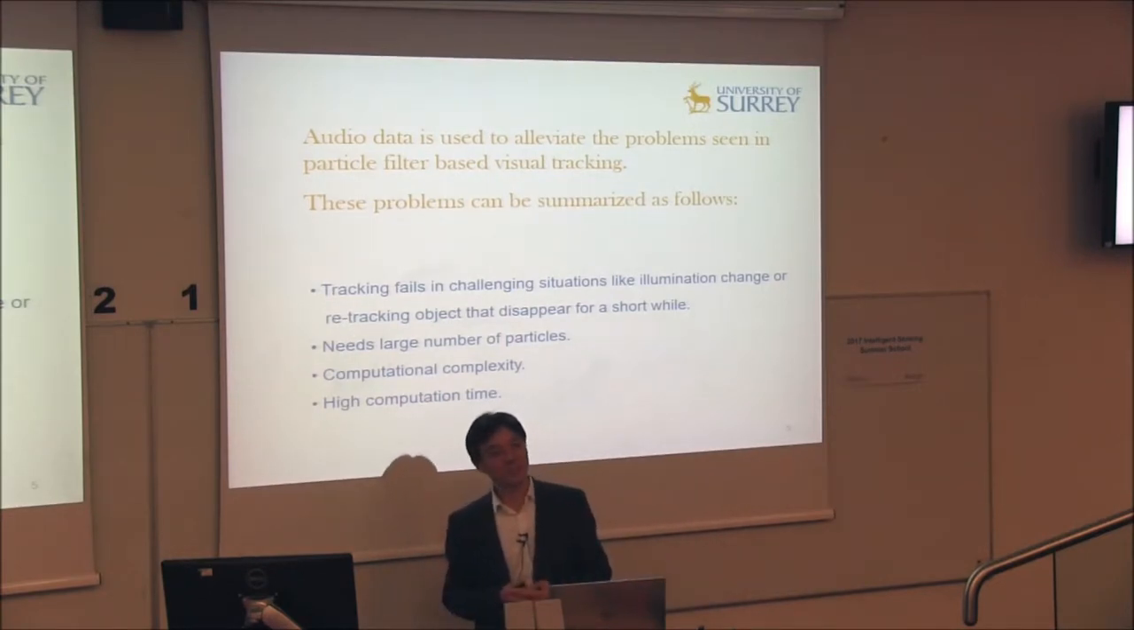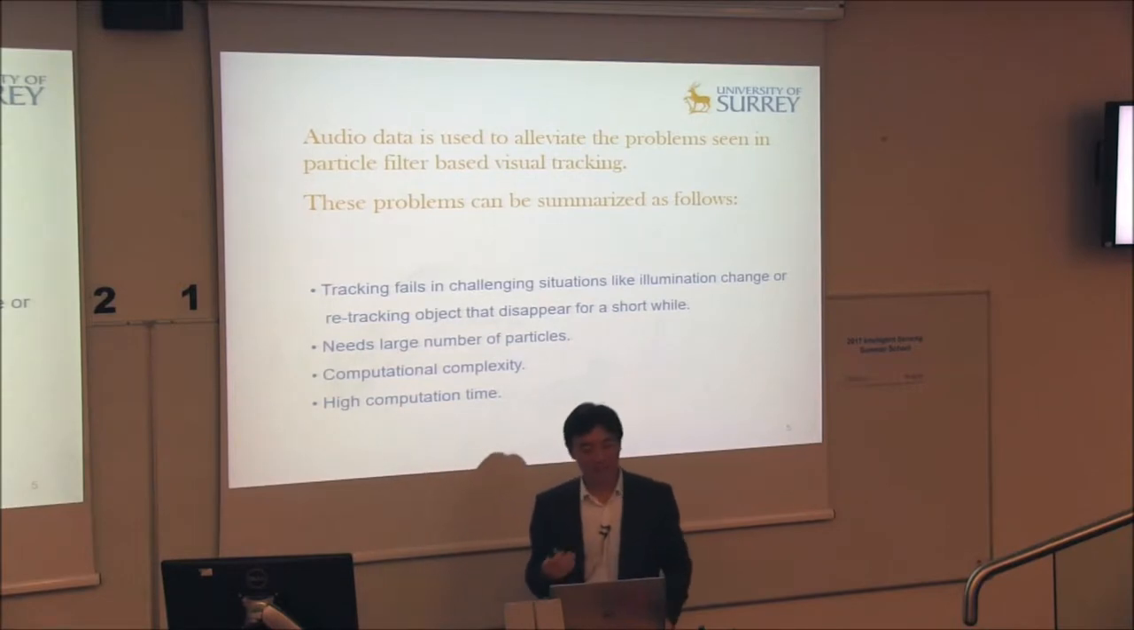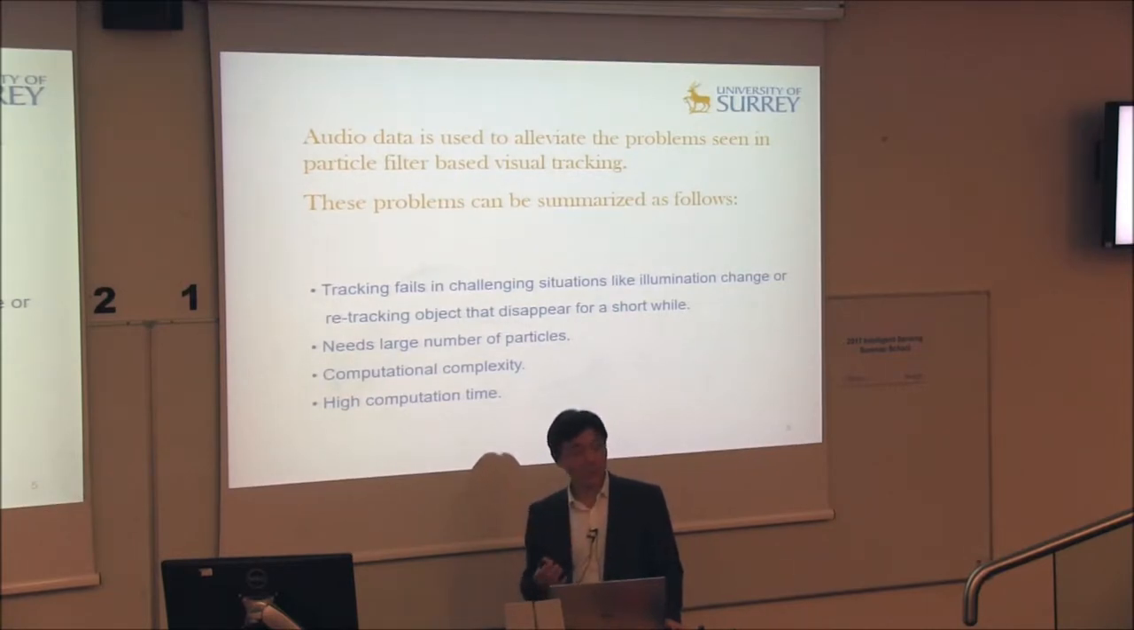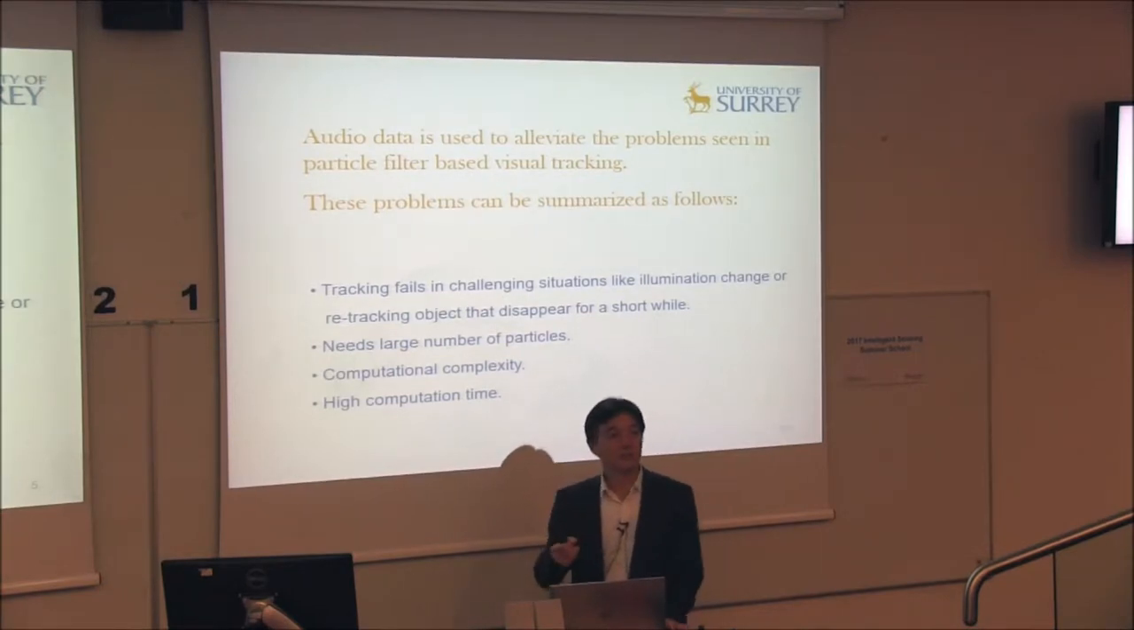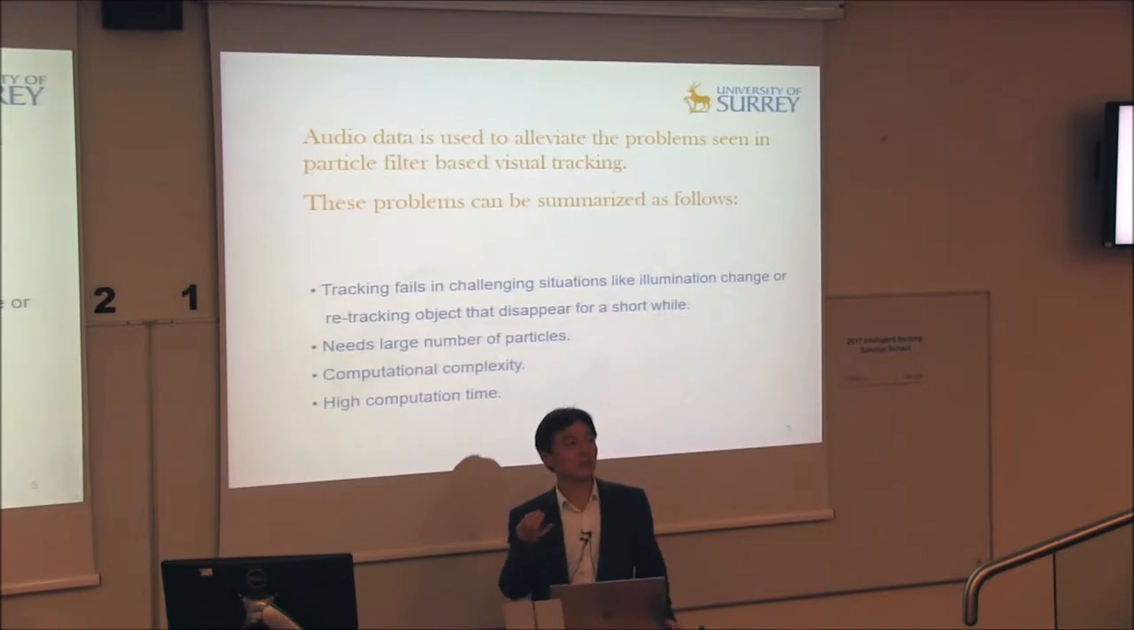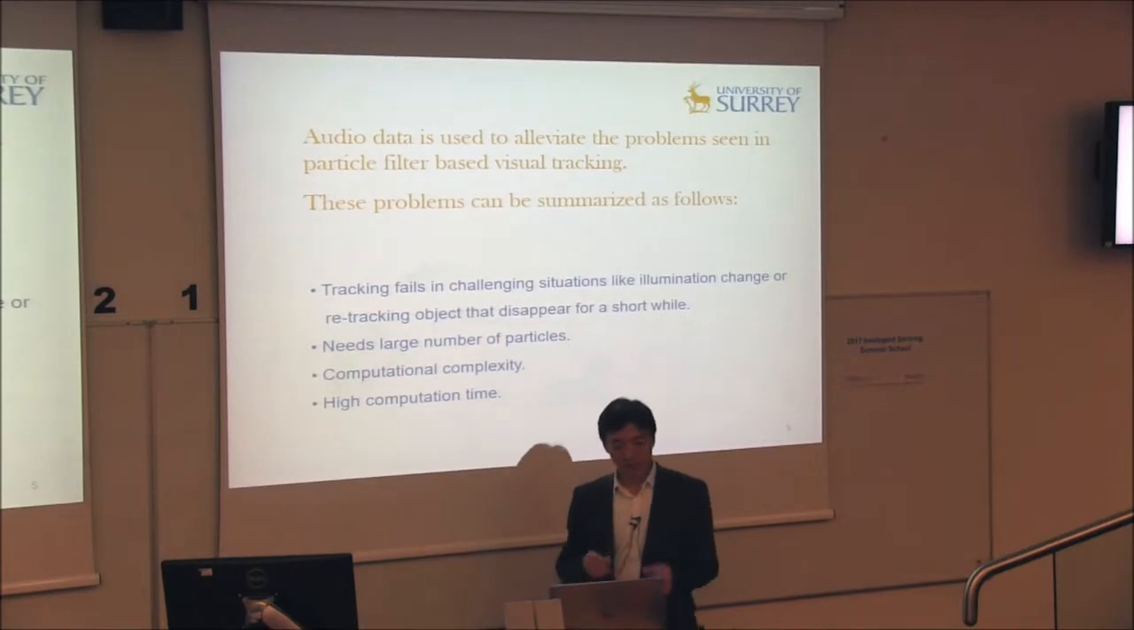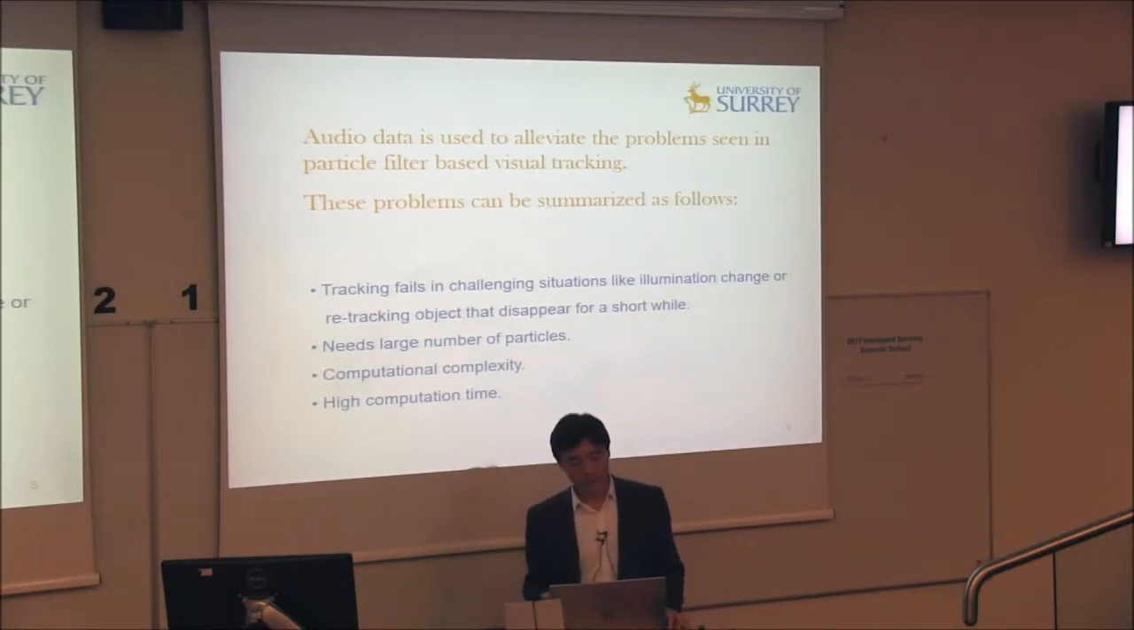actually has been quite widely used. It's based on this Bayesian framework. You use importance sampling, basically, to find the posterior probabilities, and you look for the target positions based on the samples you generated. Then you evaluate the posterior probability based on the measurement you are taking from, let's say, image or video signals, which finally gives you the positions of the targets.